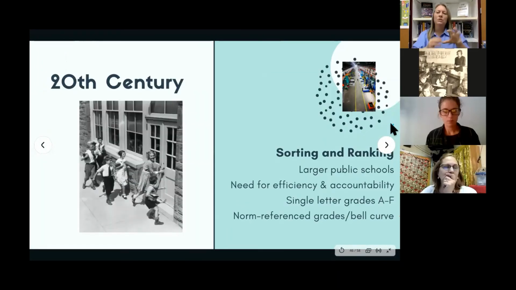The 20th century then brings sorting and ranking more. With larger public schools, the need for efficiency and accountability, the single letter grades showing up with the A to F, and norm-referenced grades and the bell curve.